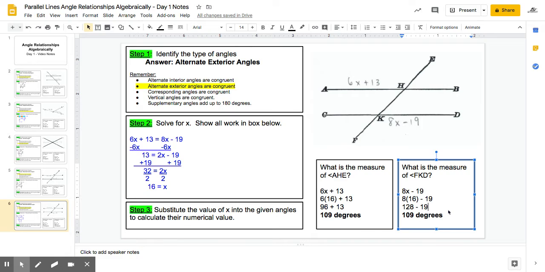Okay, guys, you are now going to do the assignment on today's Google Classroom. Please make sure you are filling in all the boxes as I did. You need to type in the type of angles. You need to highlight the piece of information that's going to help you set up your algebraic equation. You need to type in all of your work into this text box. And then last but not least, you need to find the actual angle measure by substituting in that value of x into the expression.